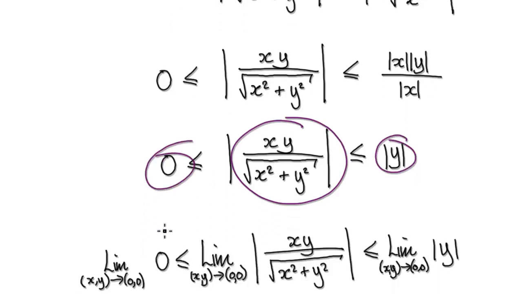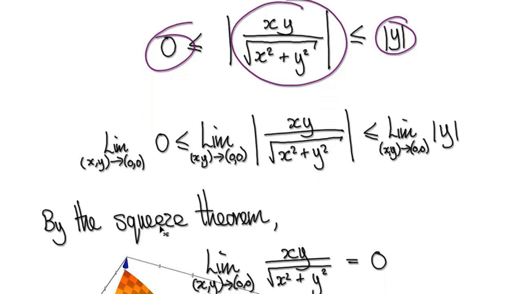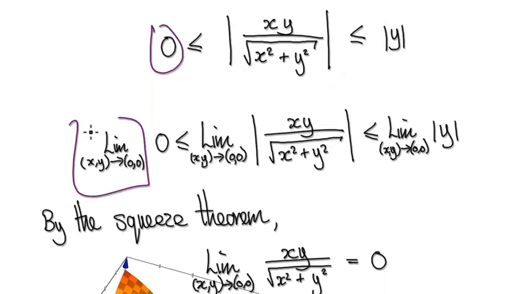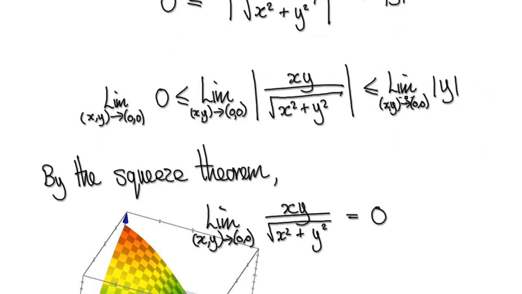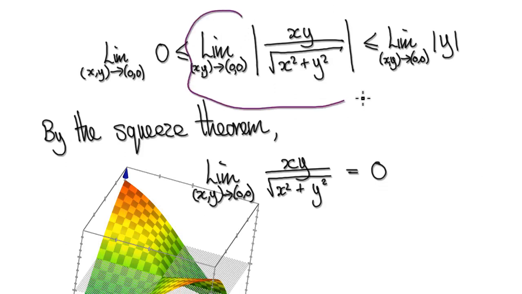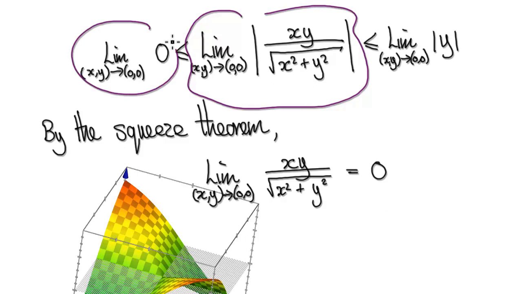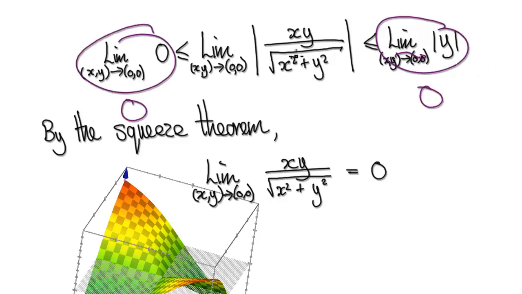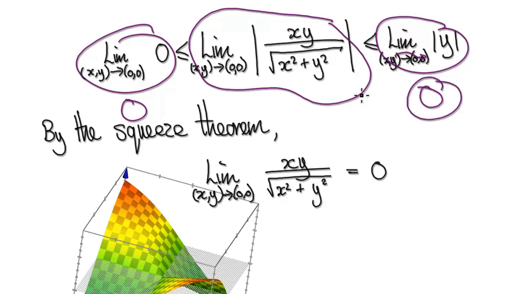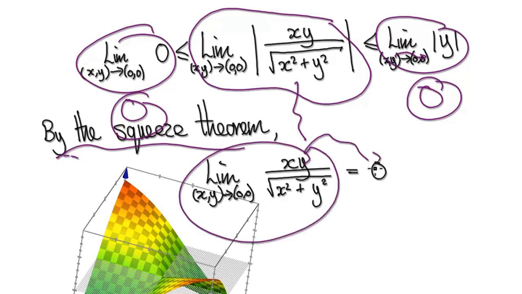So now take the limit as x, y heads towards the origin. Take the limit of this, take the limit of this, take the limit of this, and we have no idea what this middle thing is doing, but we do know that it's always trapped in between this and this. As x and y head towards 0, here we don't really care about x. We're not concerned about x. So as y heads towards 0, this thing here will be 0, this thing here will be 0. We don't really know what this is doing, but we know it's trapped in between 0 and 0. Therefore, by the squeeze theorem, this thing here will have a limit of 0.